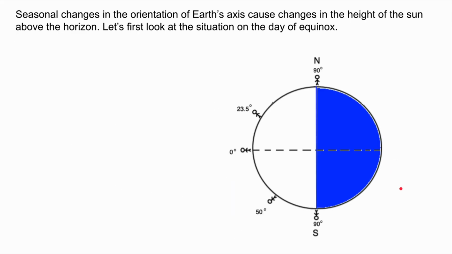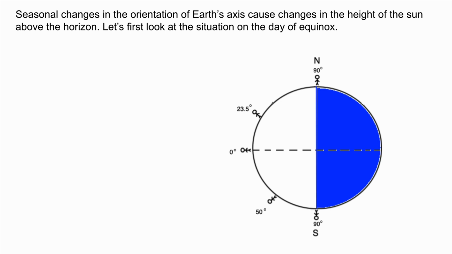Now, the seasonal changes in the orientation of Earth's axis cause something even more important, and that is a change in the height of the sun above the horizon, which makes the rays of light more direct or less direct, and that changes how much light is arriving at Earth's surface, and therefore how much productivity you can have and what the temperature is going to be. So first, to wrap your head around it, it's best to think about it on the day of the equinox.